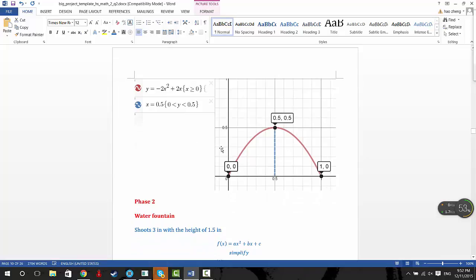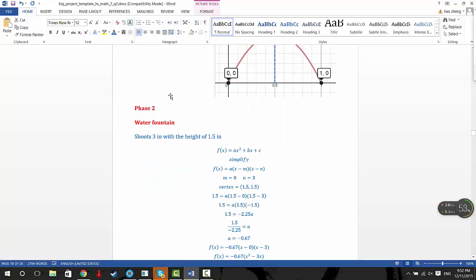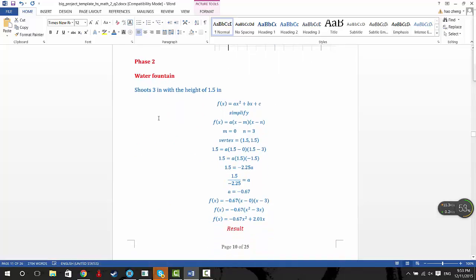Very nice parabola. Yeah, it's equal. So phase 2, the result. Okay.